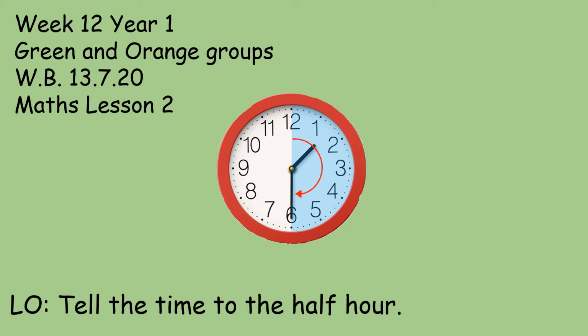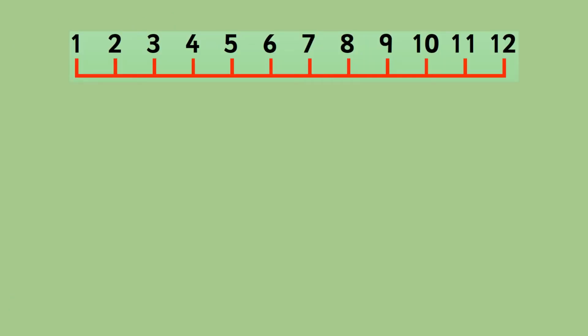It's Maths Lesson 3 and our learning objective today is to tell the time to the half hour. Let's start our lesson today by counting along the number line together. So count with me. 1, 2, 3, 4, 5, 6, 7, 8, 9, 10, 11, 12.